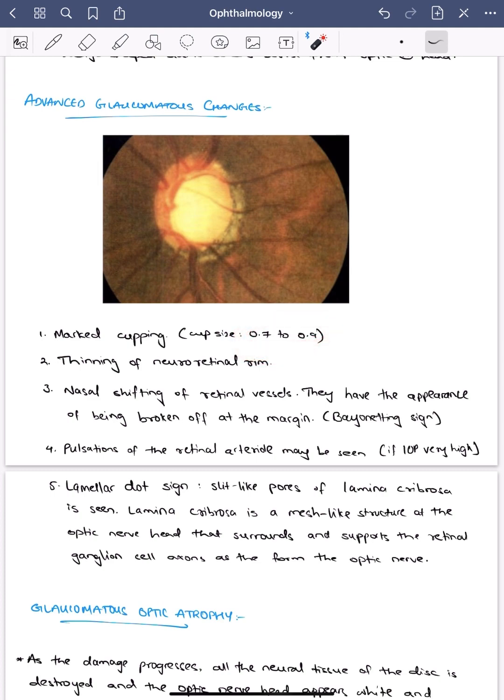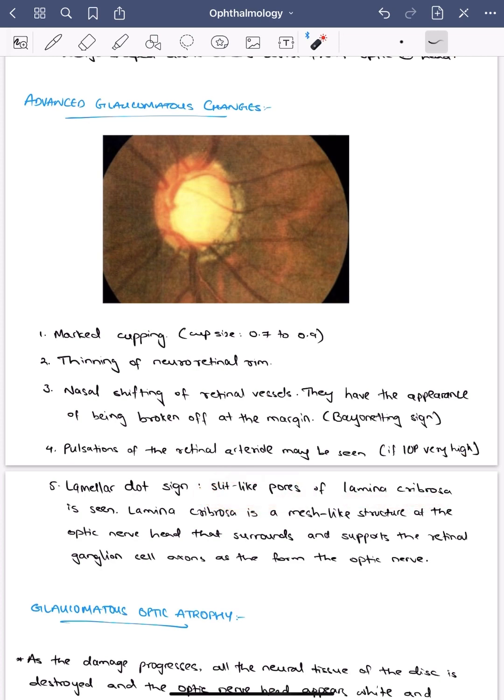Second is thinning of the neuroretinal rim. Third is the nasal shifting of the retinal vessels, and they have the appearance of being broken off at the margin, and this is known as bayonetting sign. The fourth is the pulsations of the retinal arteriole may be seen if intraocular pressure is very high, and the fifth is the lamellar dot sign, that is presence of slit-like pores on the lamina cribrosa.